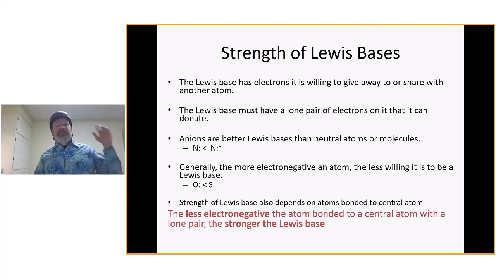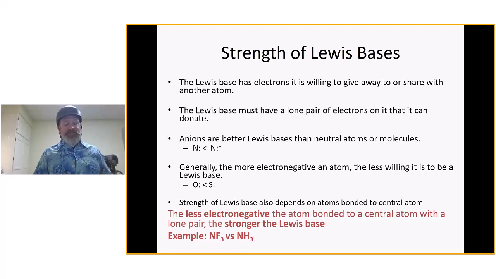The strength of a Lewis base also depends on atoms bonded to a central atom. The less electronegative the atom bonded to a central atom with a lone pair, the stronger the Lewis base. So for instance, if we look at NF3 versus NH3, N can serve as a Lewis base in both types of molecules because it has a lone pair and it's relatively electronegative. But the NH3 is a better Lewis base than the NF3 because the F is pulling some of that electron density off of the N in NF3 and thus weakening the ability of N to donate those electrons to a Lewis acid.